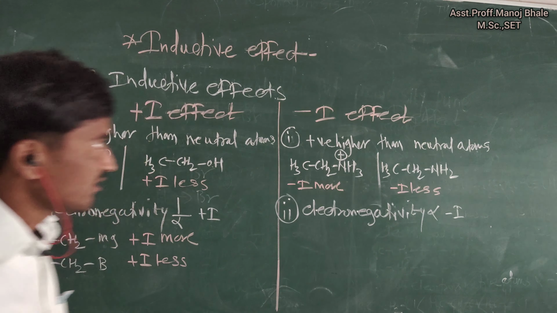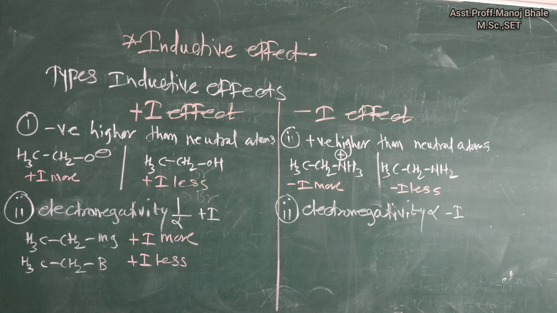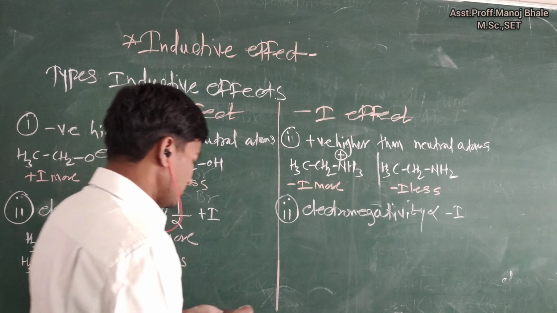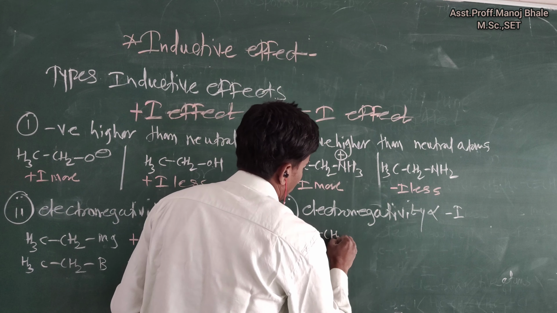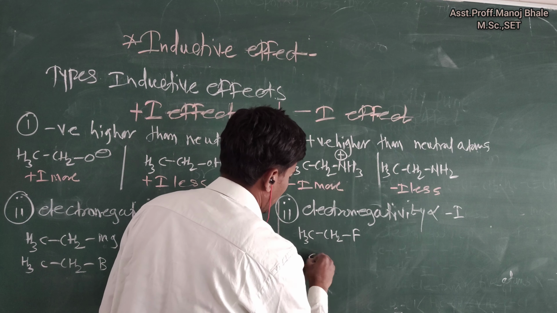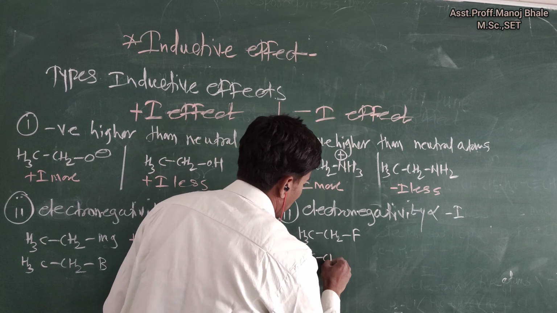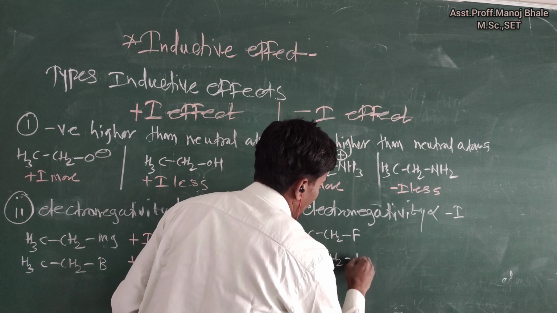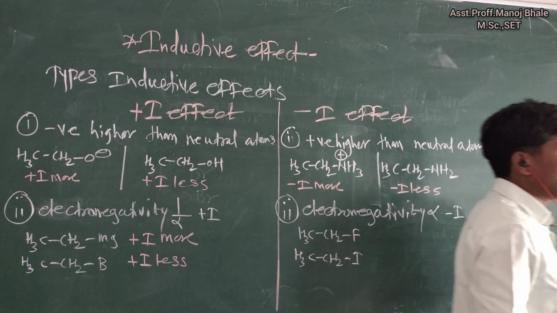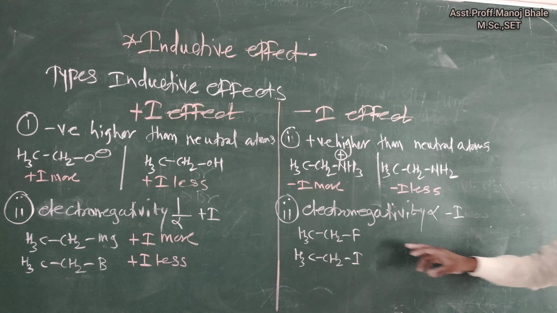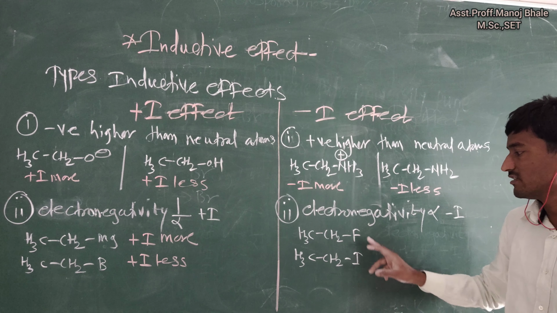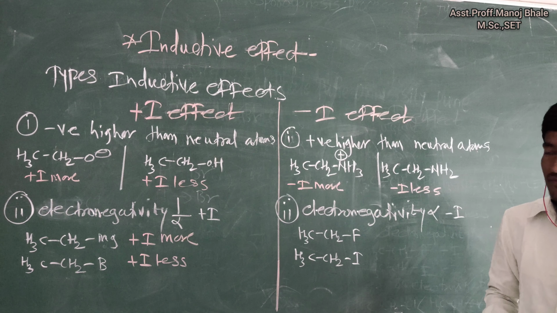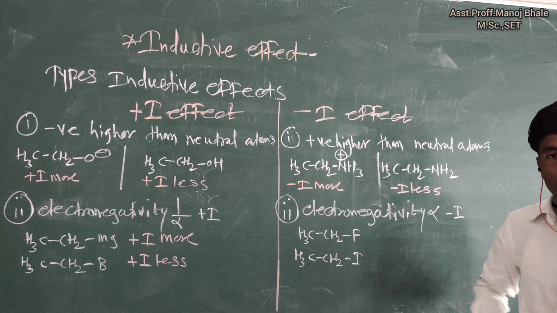In the case of the minus I effect, there is one important thing also given. There is one example, if you check, CH3CH2F, and another example, CH3CH2I. Now in these examples, which is more electronegative? This part is similar, CH3CH2 and CH3CH2. The only difference is between the electronegative atoms, fluorine and iodine. Fluorine is more electronegative.